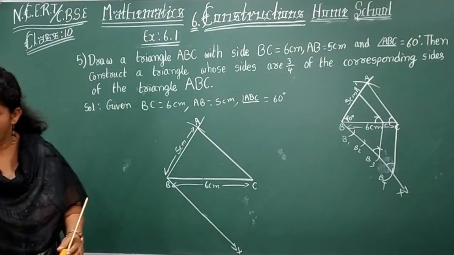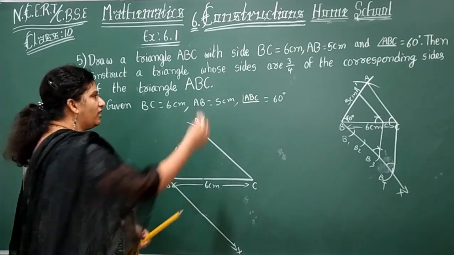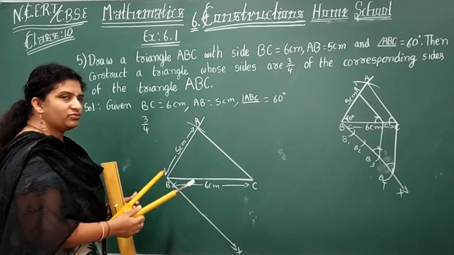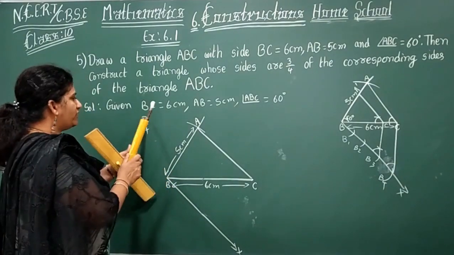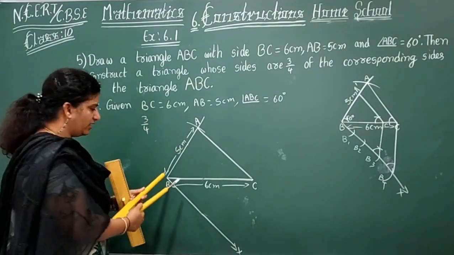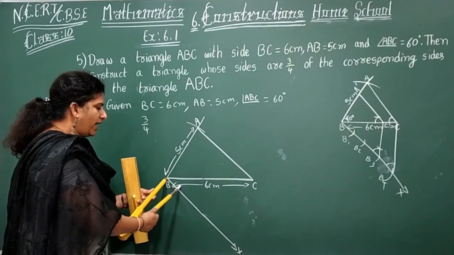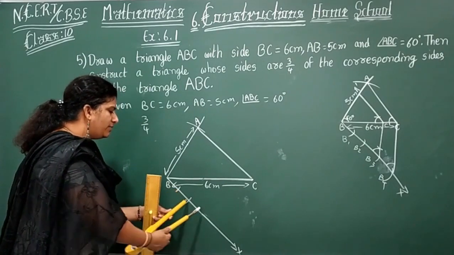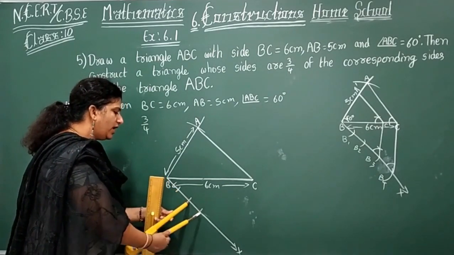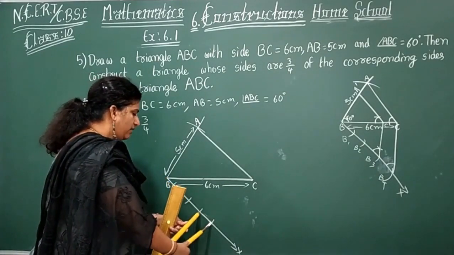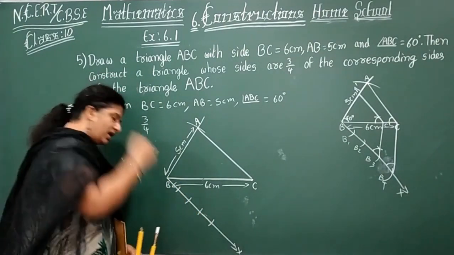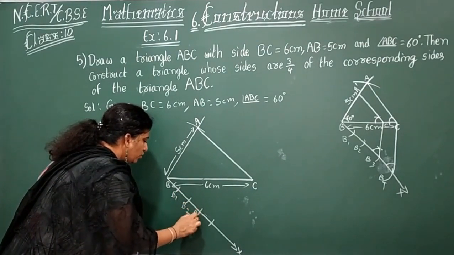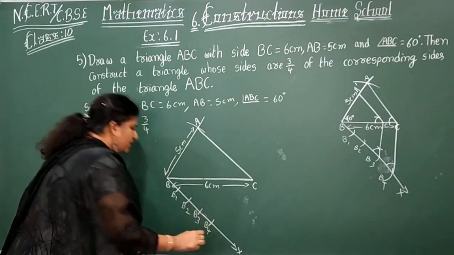So now, how many arcs do I need to draw here? What is your ratio here, children? Observe the ratio here: 3:4. Which is greater? 4 is greater. So, I'll take 4 arcs. 1, same measurement, you should not disturb. 2, 3, and then 4. And which letter are you following here? B, right? B1, B2, B3, B4.